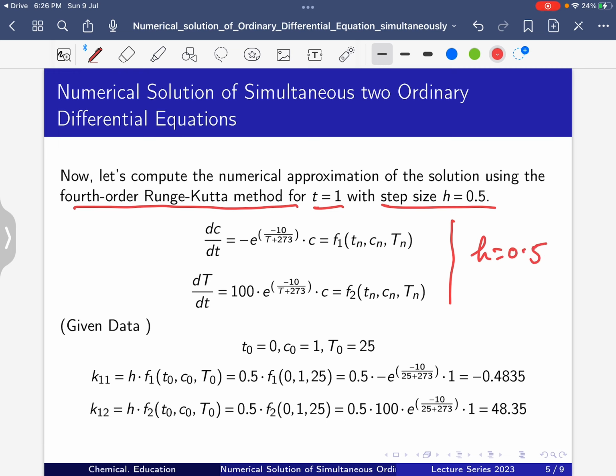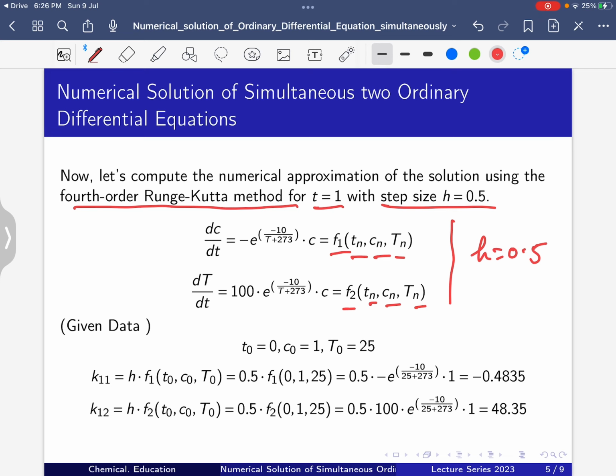Now here two ODEs are given. One is dCA by dt and another is dT by dt, where capital T is temperature. Both ODEs are functions of t n, C n and capital T n. The first ODE I am considering as f1, the second ODE as f2. And given data at t is equal to 0, c0 is 1 and capital T0 is 25.